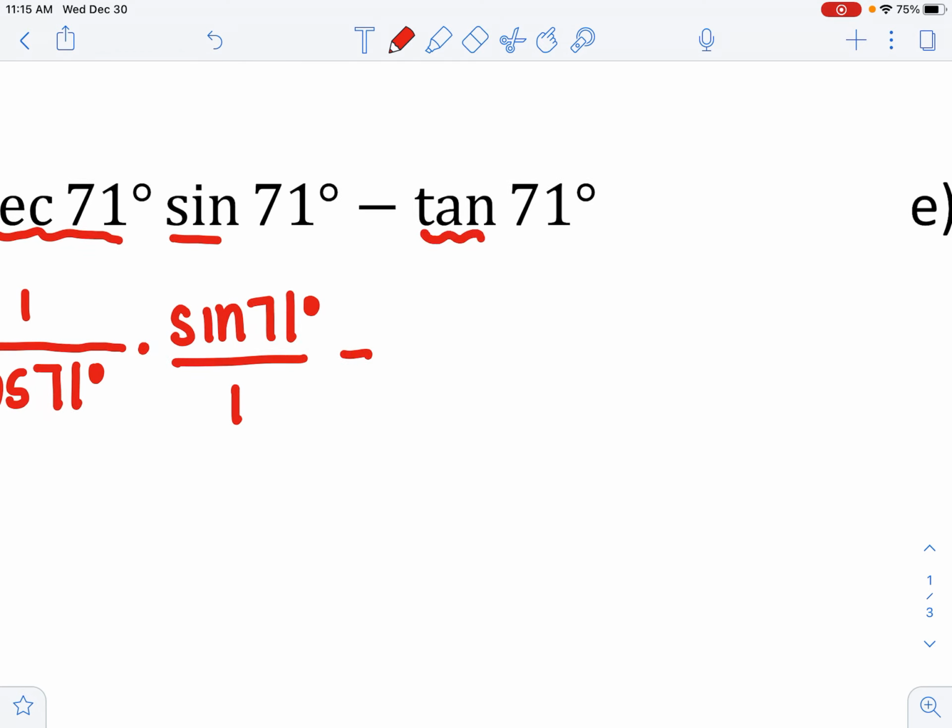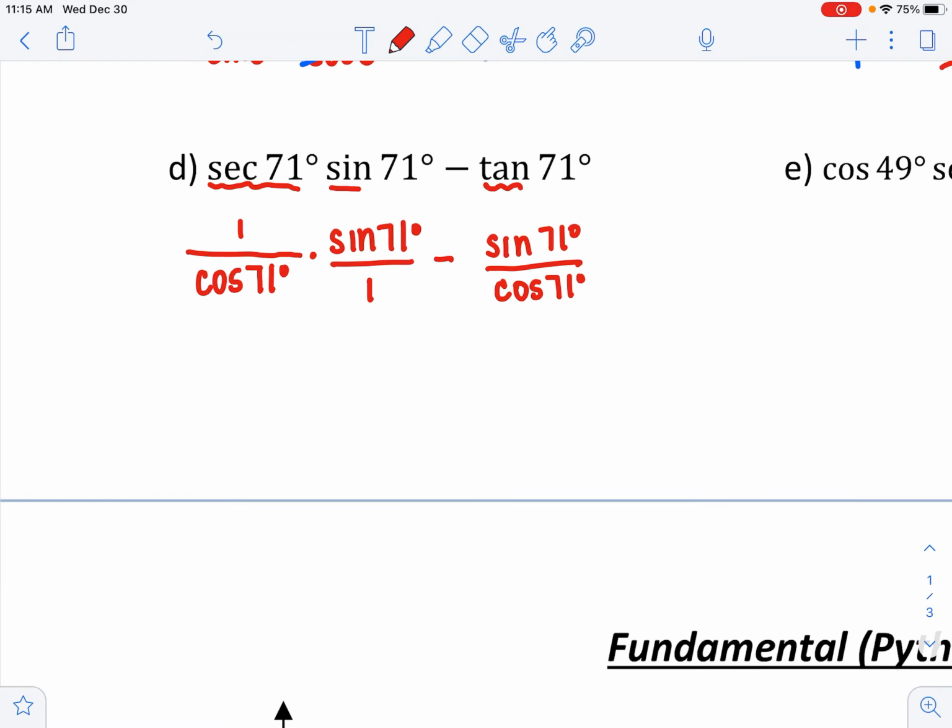Tangent, I like to change. I'm going to change that to sine over cosine. So sine of 71 over cosine of 71. Now this is not the only way to do this. I'll show you another way in just a second. All right, so now I'm going to look to see how I can simplify.